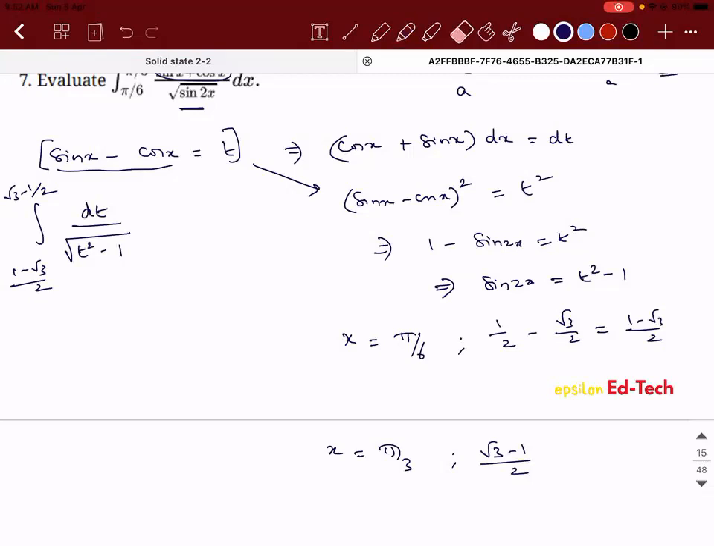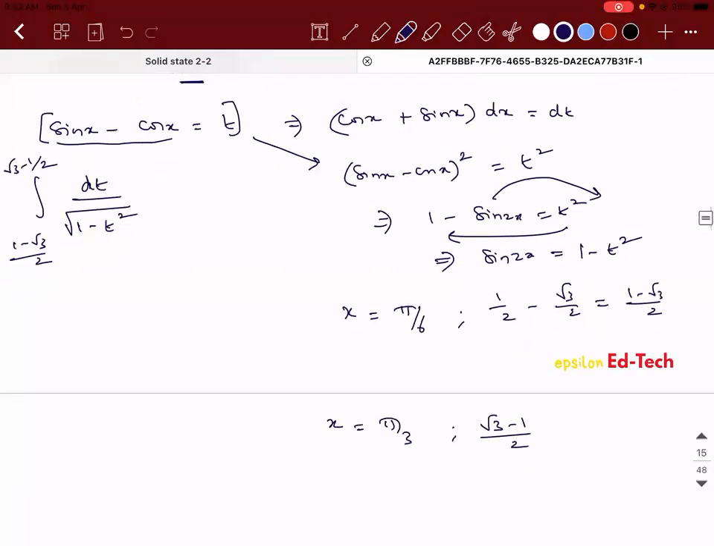One minute. There is a mistake here. Sin 2x will go this side, t square. So it is 1 minus t square. So it is not t square minus 1. It is 1 minus t square. Any doubt till this step? Is everyone clear with what I did? So beyond this, the problem is easy.